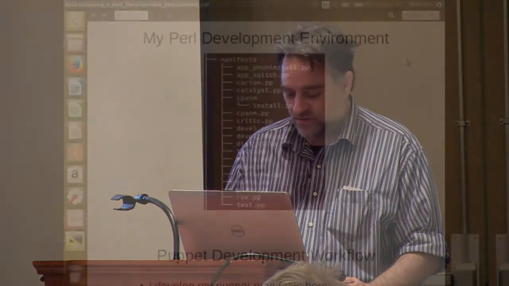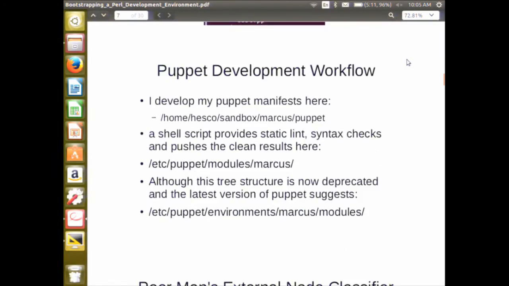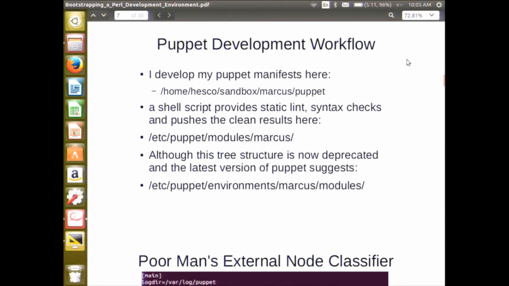So to get down to details, this is a little blow-up of the specific manifest, the specific tool set that I use. Just a little bit about my Puppet development environment. I'm working in a sandbox where I do my development. I've got a shell script that runs static checks, lint checks, syntax checks to make sure I'm not pushing bad Puppet code into /etc/puppet/modules, Marcus being the name of my machine and the name of this environment. And so that shell script deploys, and then I'll run puppet agent -t as sudo or as root in order to deploy and test.